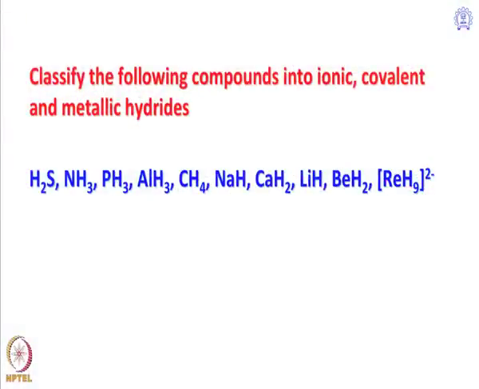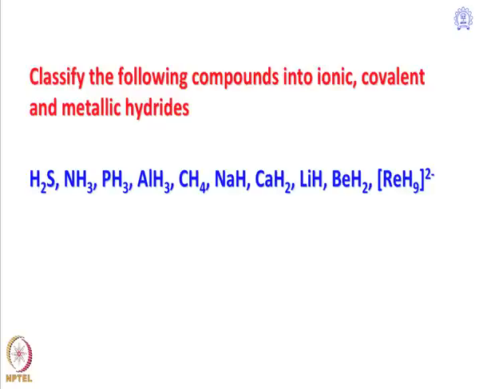So, let us look into the classification of hydrides into ionic, covalent and metallic hydrides. To get familiarized with hydrides of various elements in the s and p block, a list is made here. Hydrogen sulfide, NH3, PH3, aluminum trihydride, CH4 methane, sodium hydride, calcium hydride, lithium hydride, beryllium hydride and rhenium hydride, all are listed here.